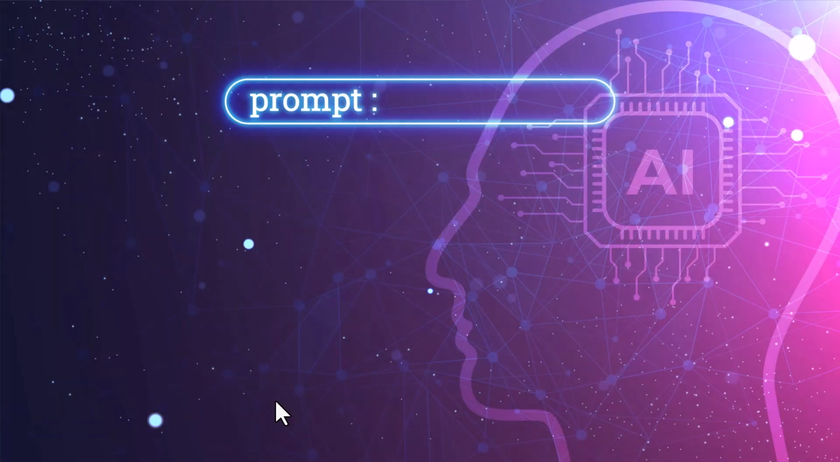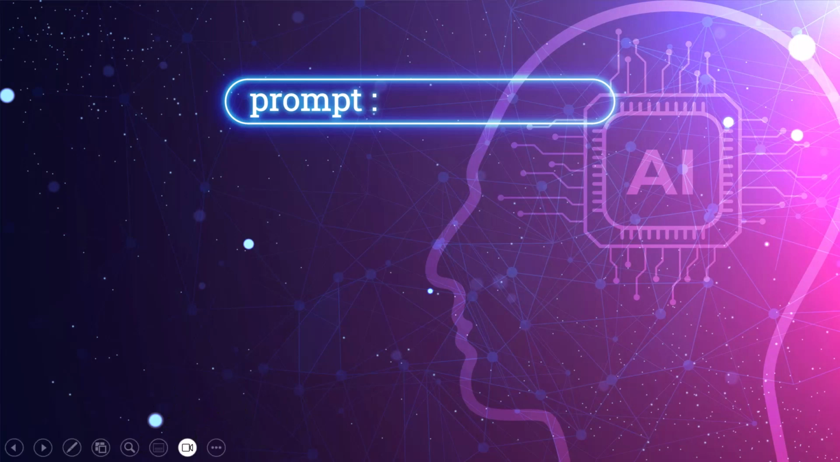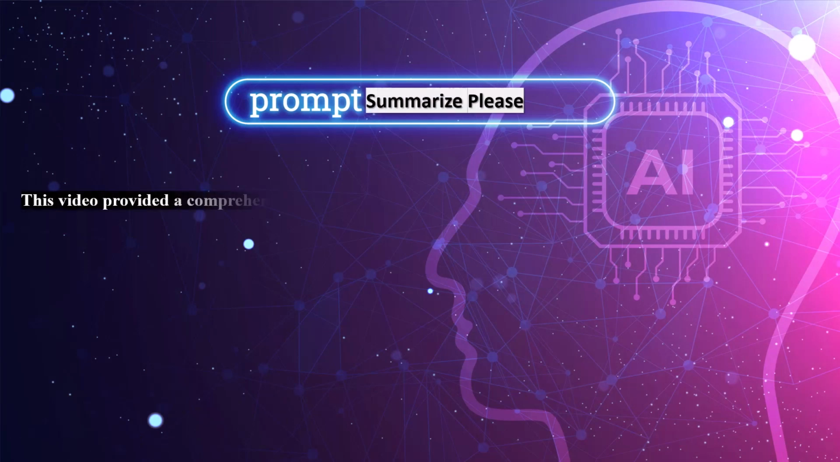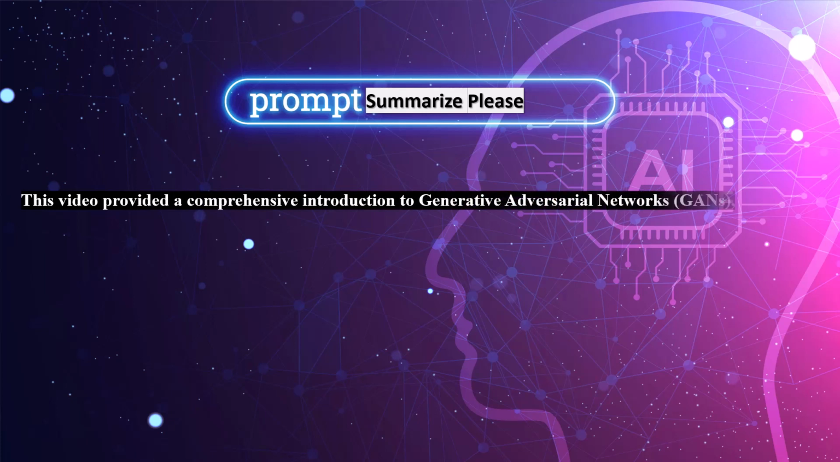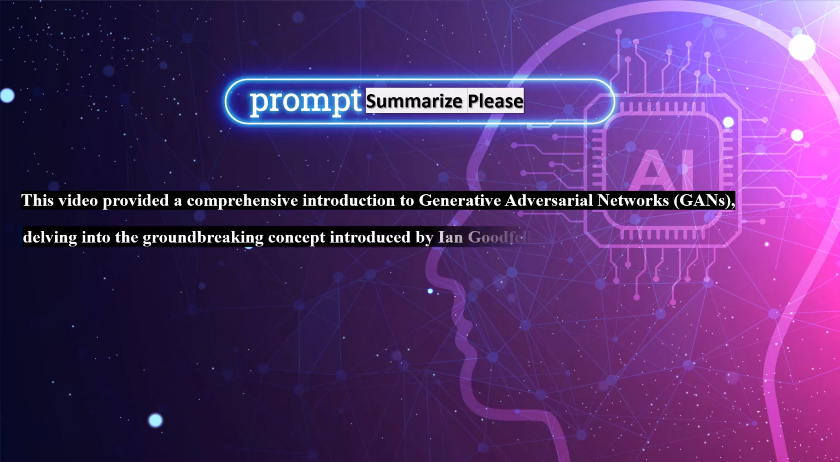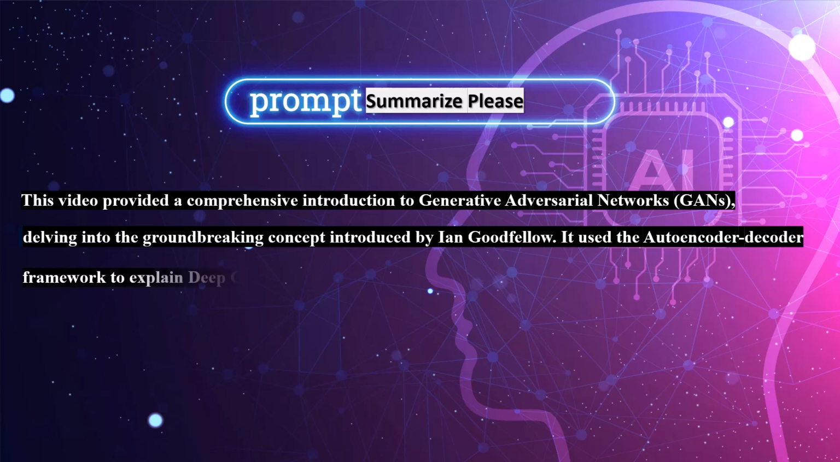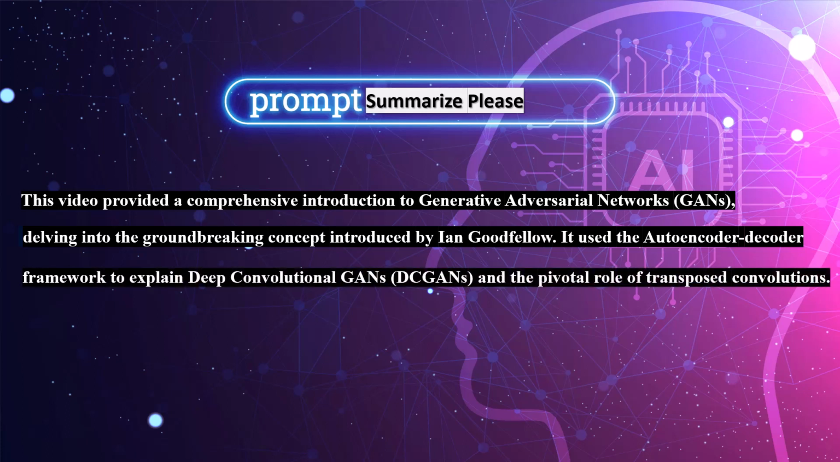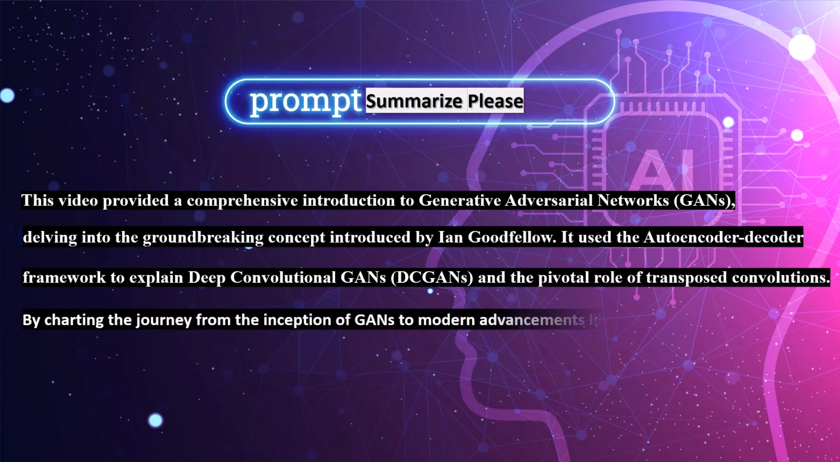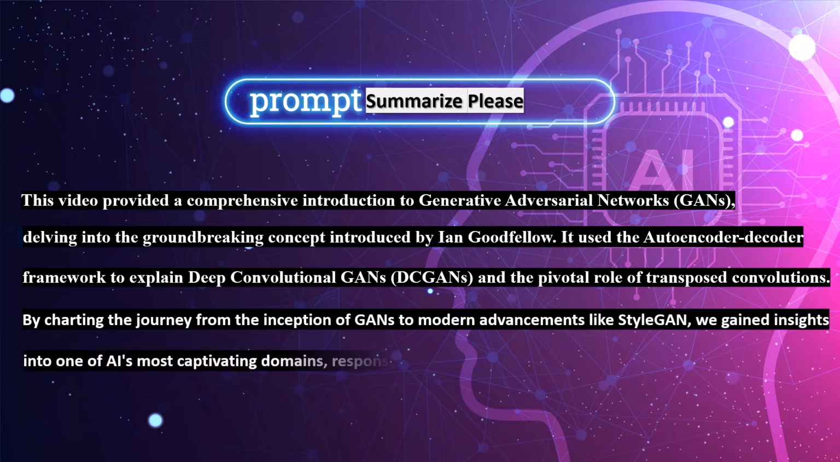All right, so large language model, please summarize this video for me. This video provided a comprehensive introduction to generative adversarial networks, GANs, delving into the groundbreaking concept introduced by Ian Goodfellow. It used the autoencoder-decoder framework to explain deep convolutional GANs, DCGANs, and the pivotal role of transposed convolutions. By charting the journey from the inception of GANs to modern advancements like StyleGAN, we gained insights into one of AI's most captivating domains, responsible for some of the finest generative images today.